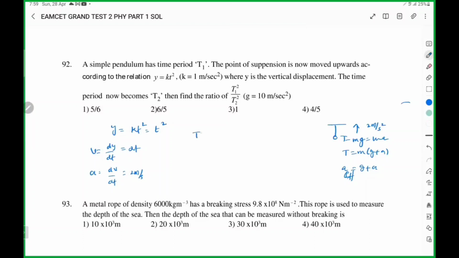So now the time period is that of a simple pendulum. 2 pi is a constant, and the length of the simple pendulum is also constant. Time period is inversely proportional to root g, so T1 by T2 will be root of G2 by G1, where G2 means effective acceleration. That is g plus a by g, 10 plus 2, 12 by 10, root of 6 by 5. So T1 square by T2 square will be 6 by 5.